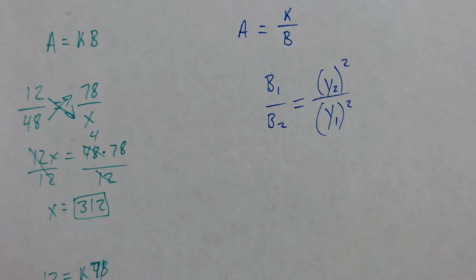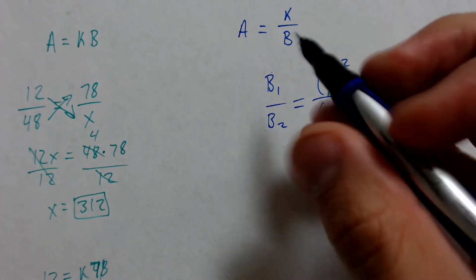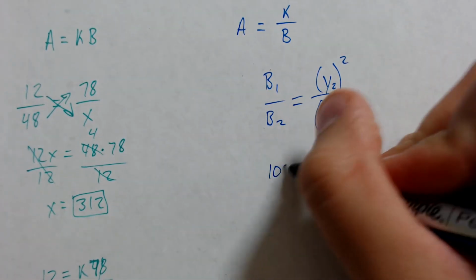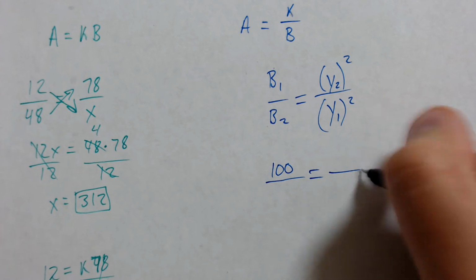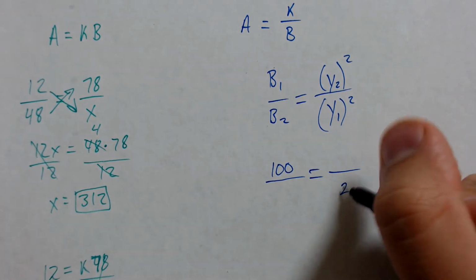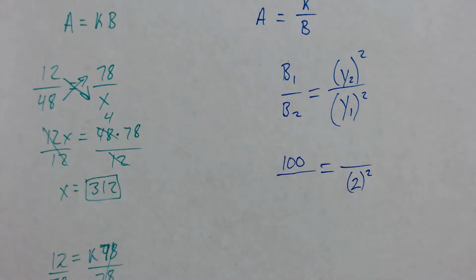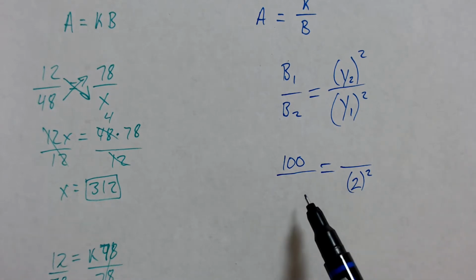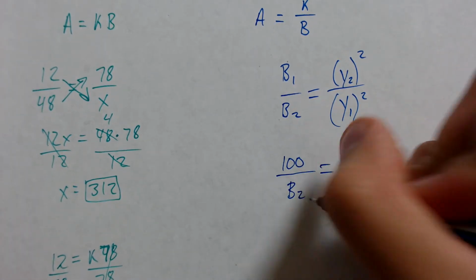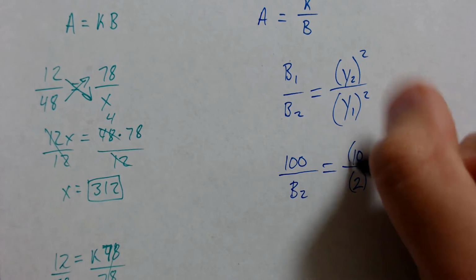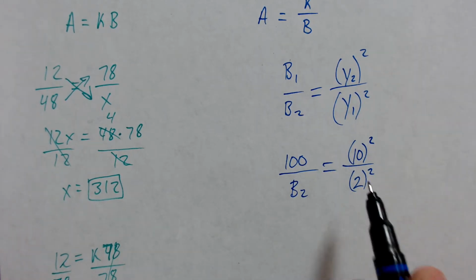So this is very important when I go to solve this equation, because when I start filling in the blanks, they tell me there are 100 blues with 2 yellows. The way I'm going to fill this in is the 100 blues will go on top, and the 2 yellows will go on bottom, but those 2 yellows get squared. So that's how we do inverse variation, and that's inverse squared. Now, they want to know how many blues will go with 10 yellows. So blues 2 is the missing, and then 10 yellows goes on top, but that also gets squared.